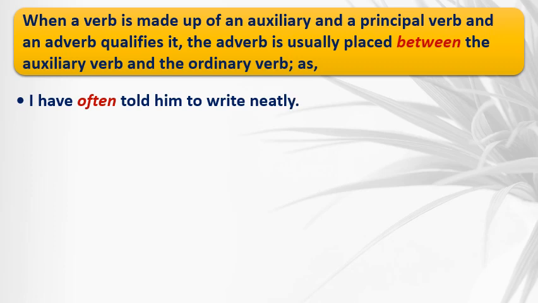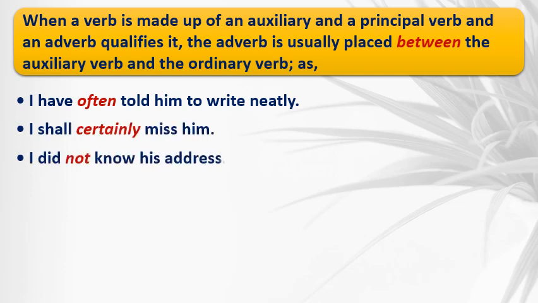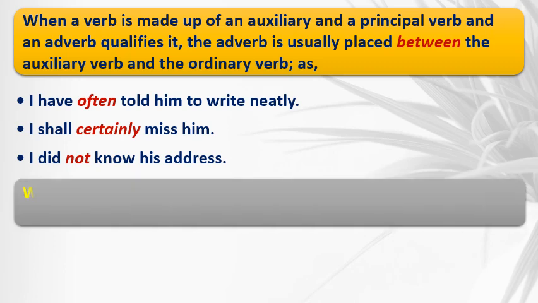I have often told him to write neatly. As we can see in the example, often is an adverb in the sentence, have is the auxiliary verb, and told is the ordinary verb. So that is why the adverb is placed between the auxiliary verb and the ordinary verb, because the verb is made of an auxiliary and a principal verb. Same with other examples also. I shall certainly miss him. I did not know his address.